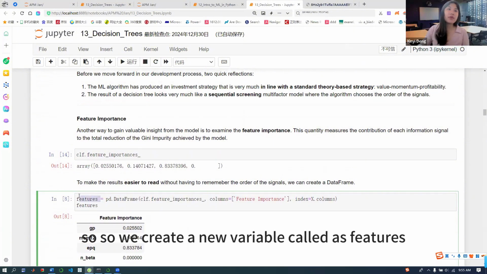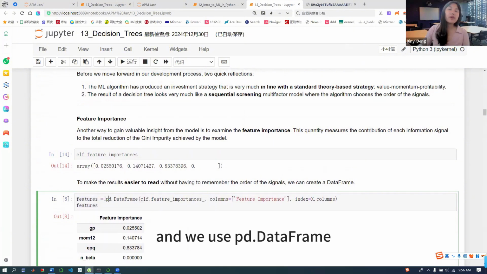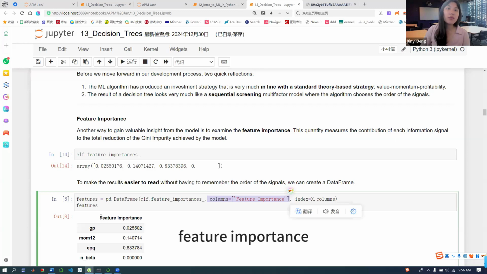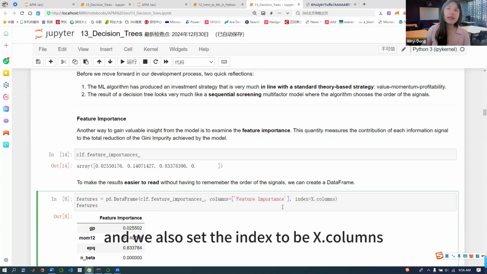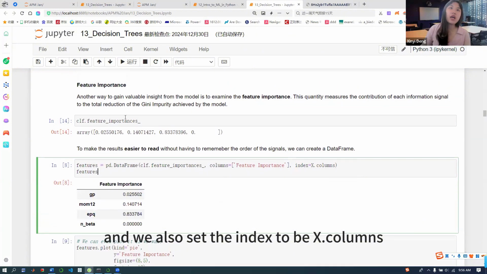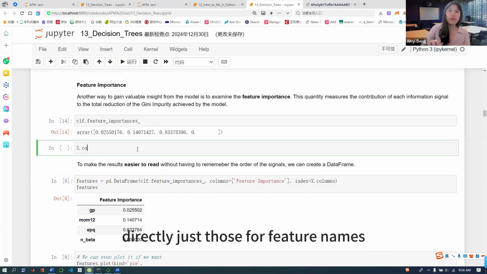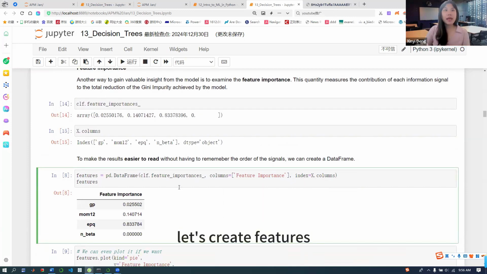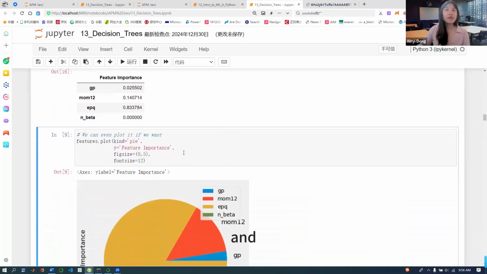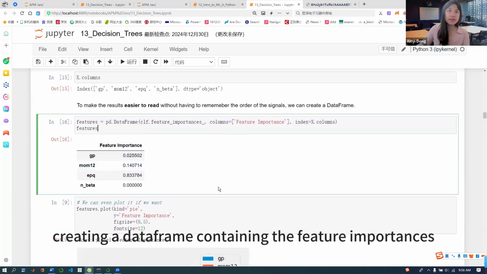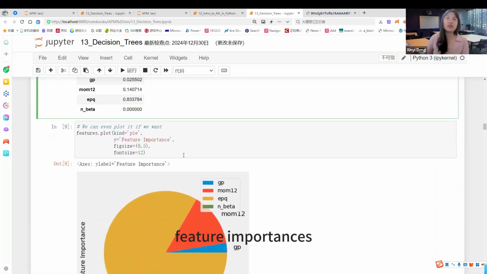So we create a new variable called features, and we use pd.DataFrame. Inside we put the previous NumPy array, and we set the column name to be feature importance. We also set the index to be X.columns. Remember, X.columns are directly just those 4 feature names, right? Now let's create features.